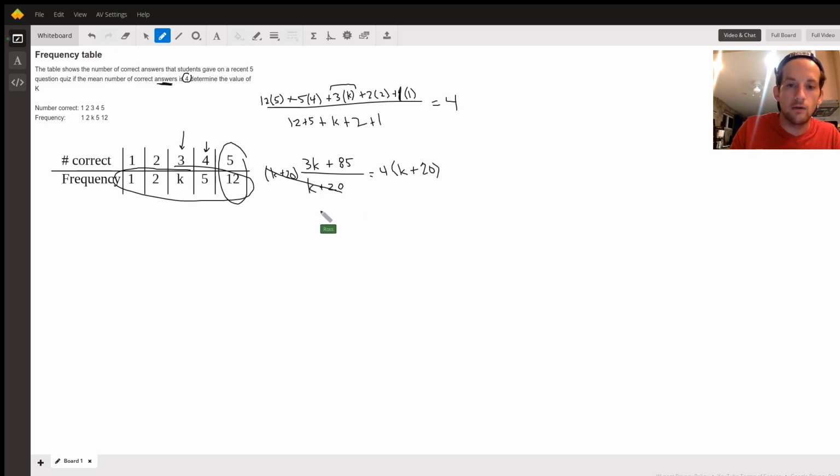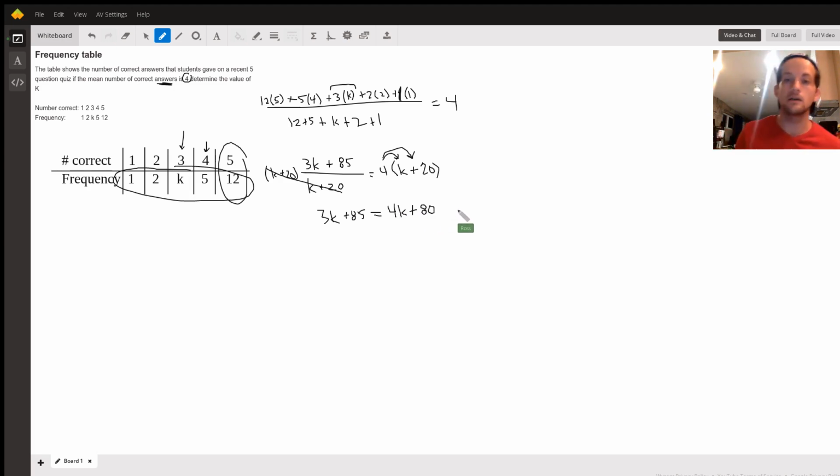So now let's write out what we have. We have 3k plus 85 equal to 4 times k plus 20. I'm going to save a step here and just go ahead and distribute that 4. It's going to have to happen anyway, because I want to get rid of those parentheses. So 4 times k will be 4k, and then 4 times 20, which is a positive 80.